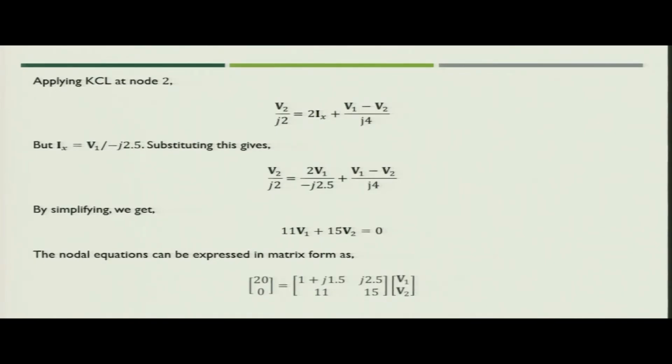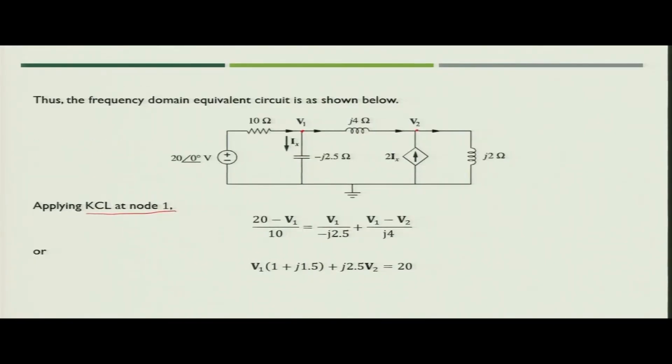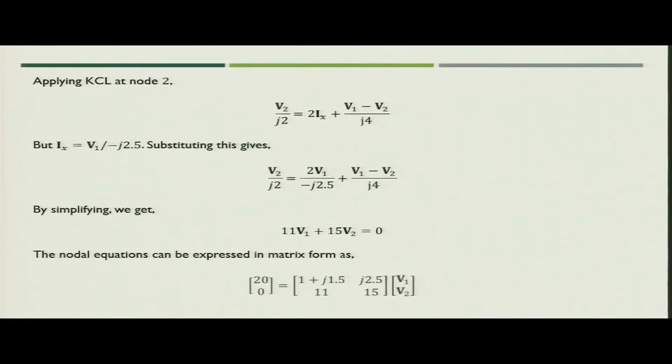Similarly, if you apply KCL at node 2, what can you write? These two currents are going inside the node and one is coming out. So, (V1 minus V2) upon j 4 plus 2 Ix equals the current which is flowing in this particular j 2 ohm inductance. So, the value of this is V2 upon j 2 equal to (V1 minus V2) upon j 4 plus 2 Ix.